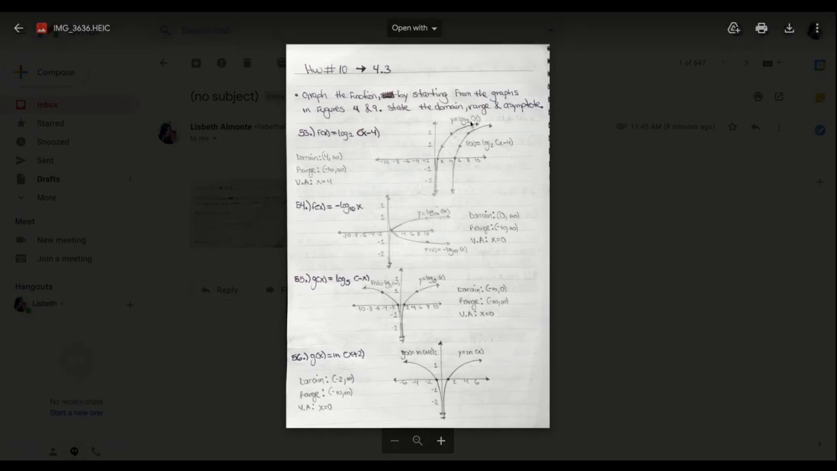About y equals log 2x, the vertical asymptote would be 0, since the graph gets almost touching the y-axis but doesn't touch it. So x equals 0. The y-axis has another name: x equals 0. Okay, thank you. Great.